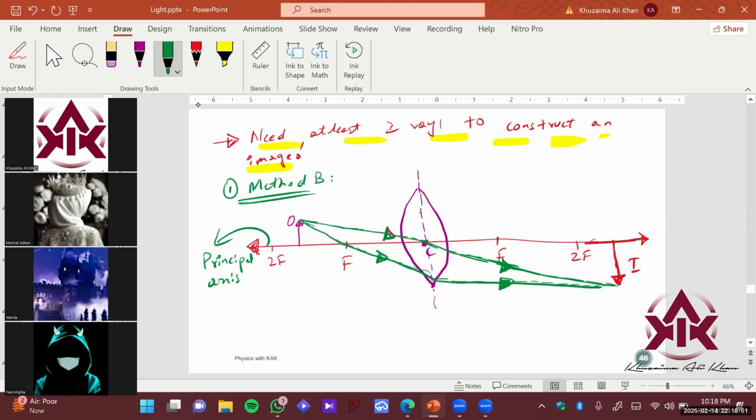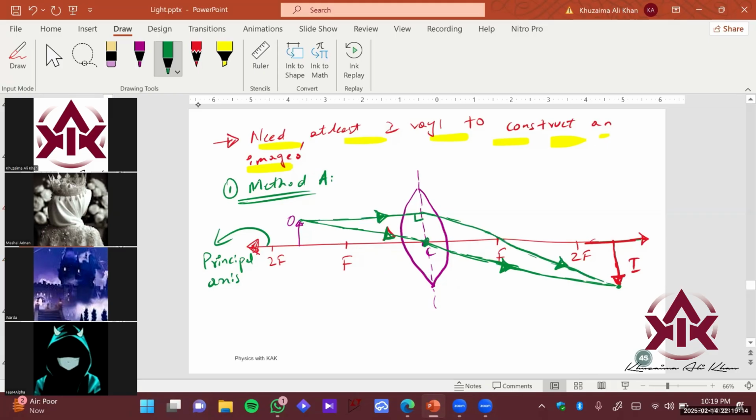Or you can see this also if the ray is passing through the principal focus on the object side. This is the object side here. Then it is going to go parallel to the principal axis. You can see that this line and this line are almost parallel, right? And again, the intersection point is the point where you have the image. It is going to be exactly the same using both methods.